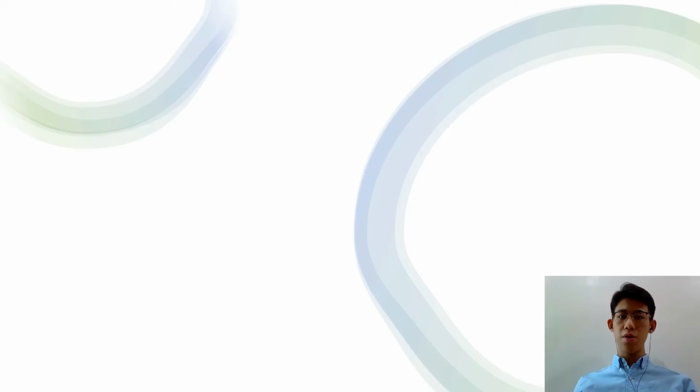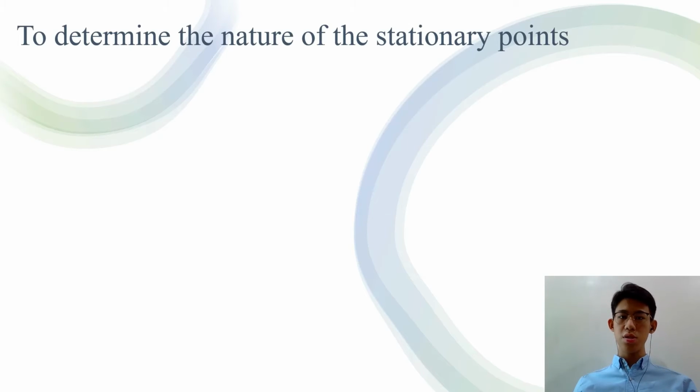I shall move on to the next part, which is to determine the nature of the stationary points. How do we determine this? We need to differentiate the equation further, which is d squared y over dx squared, and we will get 6x minus 3. And we substitute the values of x that we found into the equation.